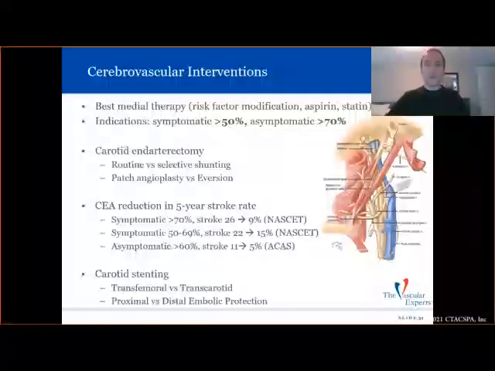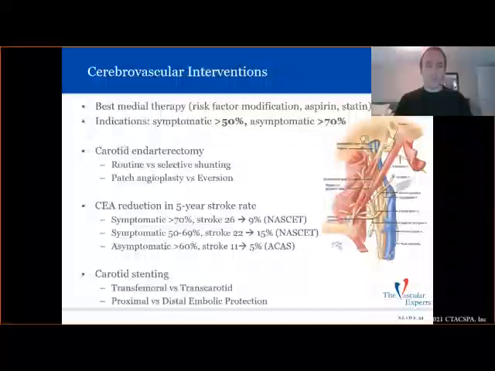Cerebrovascular interventions, I think they want you to know a fair amount about carotid surgery. Indications are symptomatic patients with greater than 50% stenosis and asymptomatic patients with greater than 70%. The carotid endarterectomy is one way of treating it. You need to know whether you're going to routinely shunt someone or selectively shunt someone.